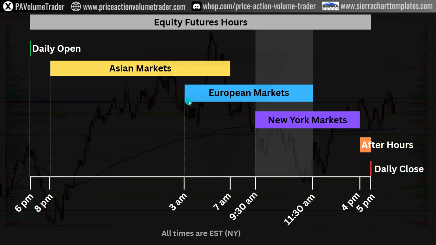At 3 a.m. Eastern is when the London and Frankfurt markets open in Europe. So this is where we start getting a little bit more volume and more volatility coming in. And then this entire area right here, pretty much from 6 p.m. up to 9:30 a.m. Eastern, this is what we call extended trading hours, okay? And then at 9:30 a.m., we have the New York market open. And so from 9:30 a.m. up until 5 p.m. is what we call RTH or regular trading hours.